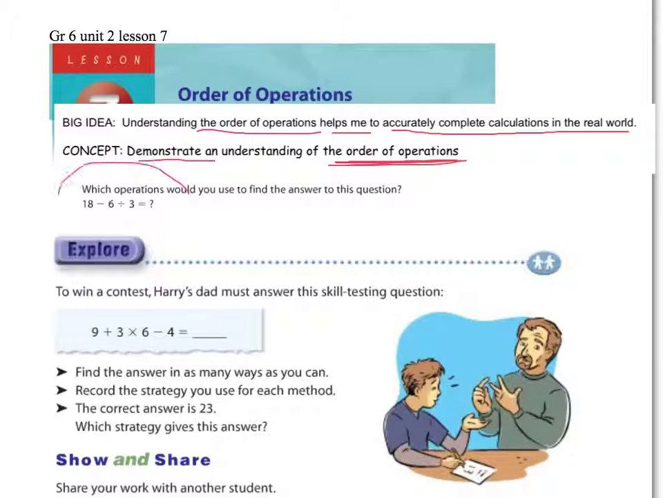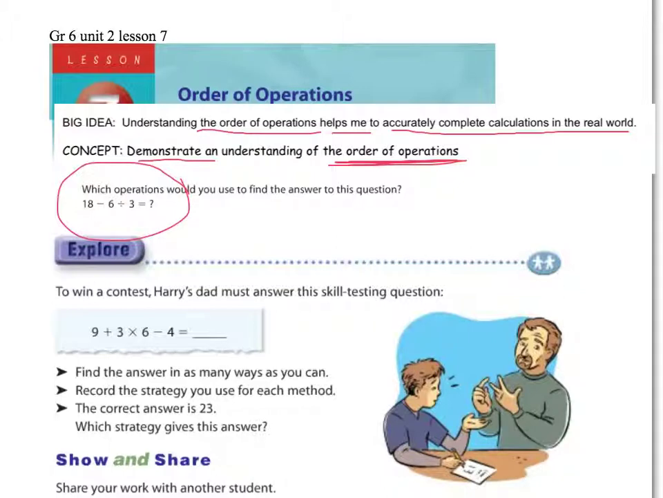Which operations do you use to solve this question? Well, when we look at the signs, we know we have subtraction and we know we have division. But did you know that you actually don't do them in the order in which they appear? You can do this part first. You can do this part first. How do we decide which one we do first? Well, that's exactly what the order of operations is all about. Because if we do this one first, we get a different answer. If we do this one first, we get a different answer.